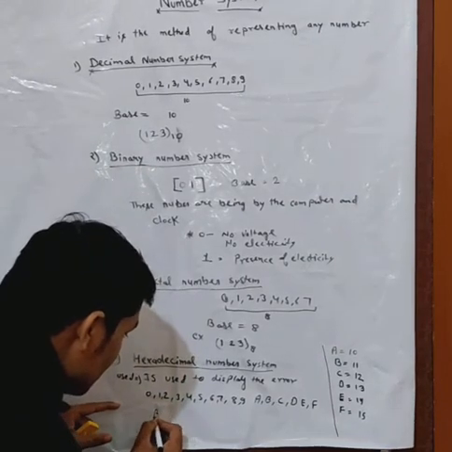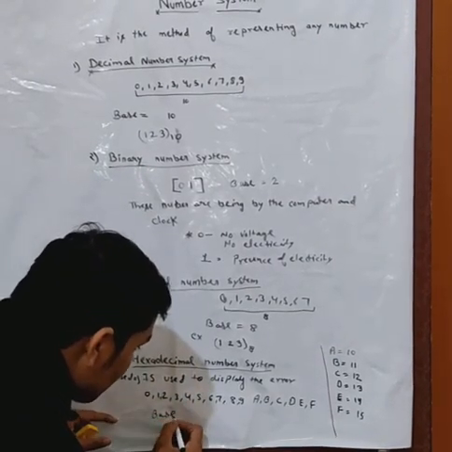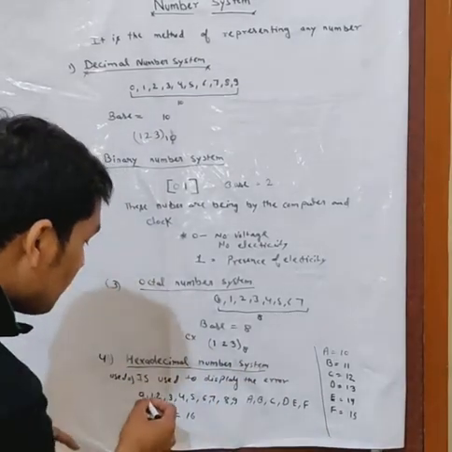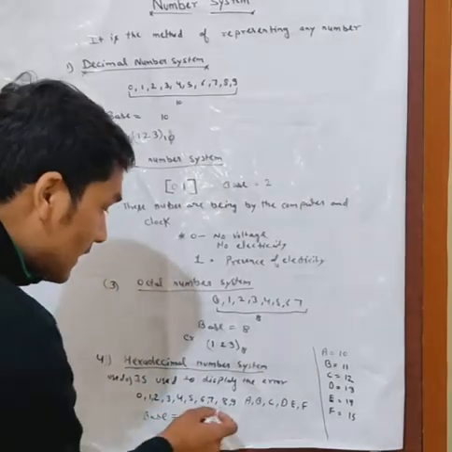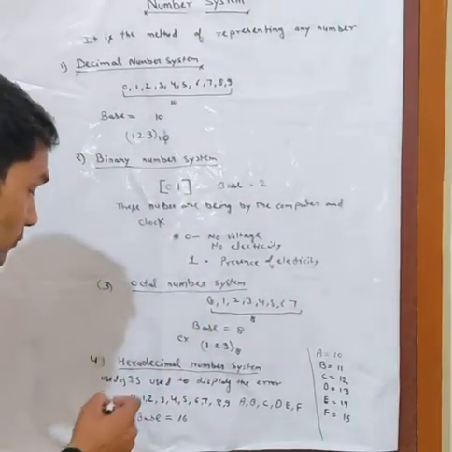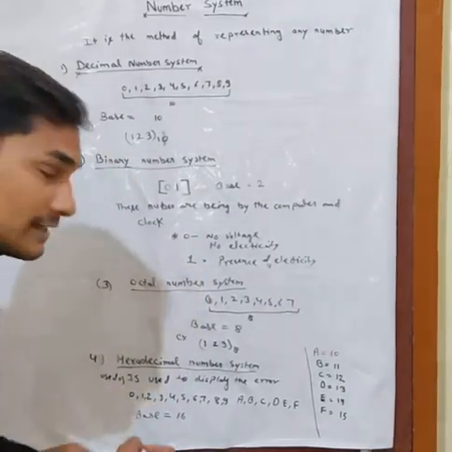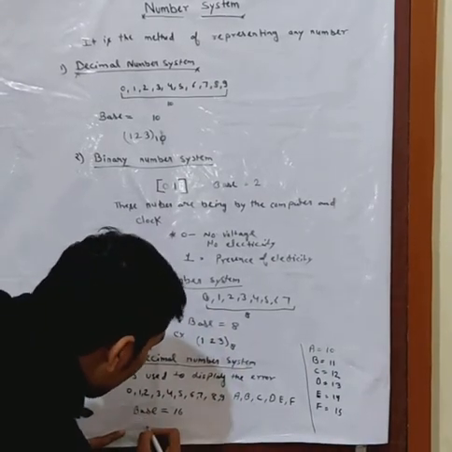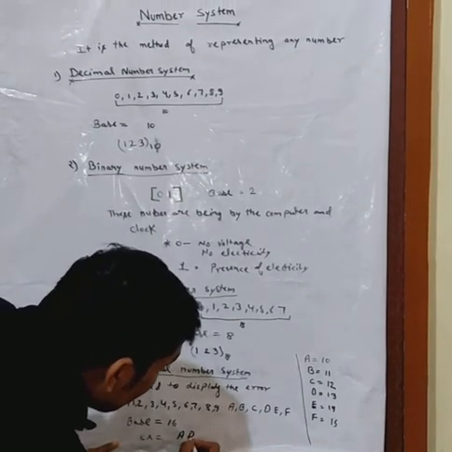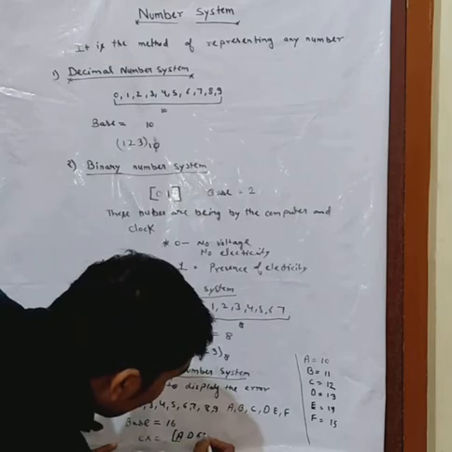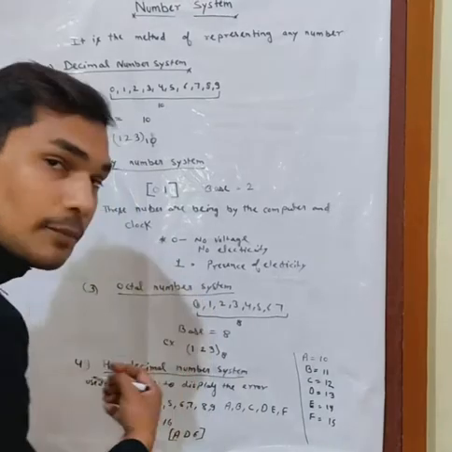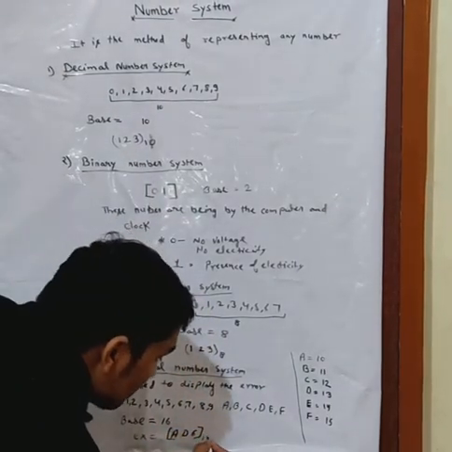So base is 16. Total numbers are 16. If we count from 0 to 9, it is 10, and with A to F, it is 16. So the total numbers are 16. So the base is 16. If we take an example, for example, A, D, 6, the base will be written out of the bracket. So the base will be written here.